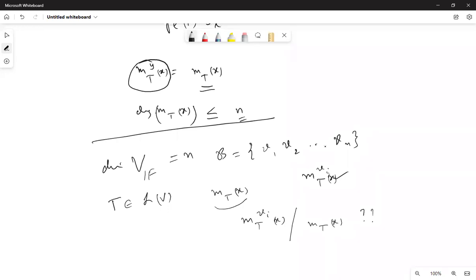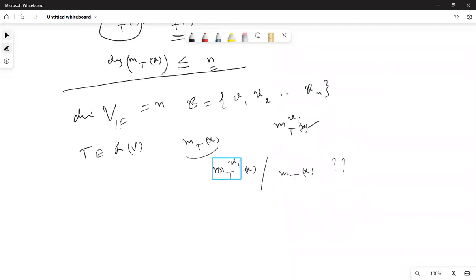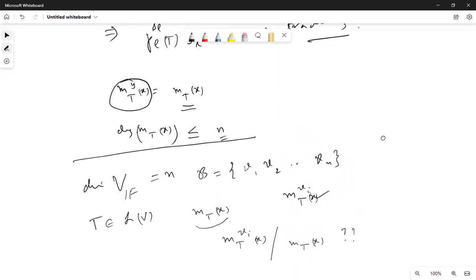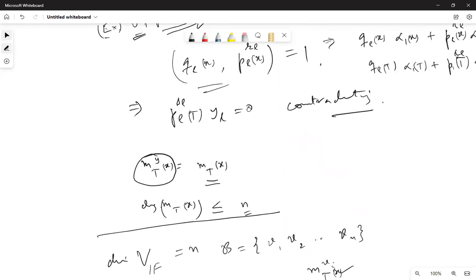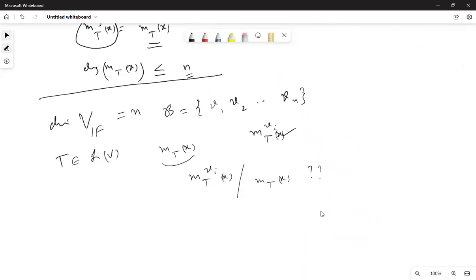Can anybody just tell me the details of this? Hello? Hello? Can you tell me the details of this? I just told something before this proposition, that each annihilator would be dividing MTX. Are you convinced with this? Hello?